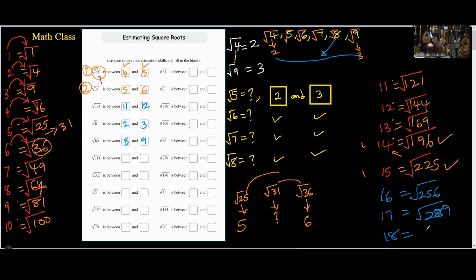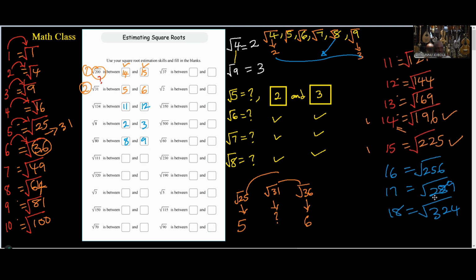18 will be what? That will be 324. Till you get to 20, which will be 400. 19 will be 361. 20 will be 400. Is that clear?